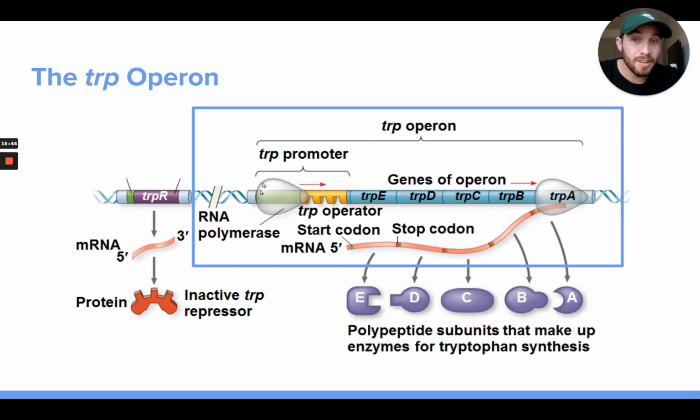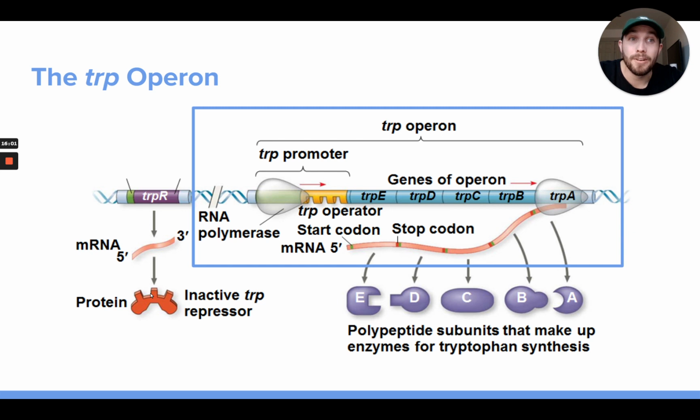But by default, he's inactive, which means this operon is by default on. Like there's no problem here. RNA polymerase can come read these genes and transcribe these genes so that these genes can then be translated and we can build these proteins. And so that's what we call a repressible operon. A repressible operon is by default on because the repressor protein is by default inactive.